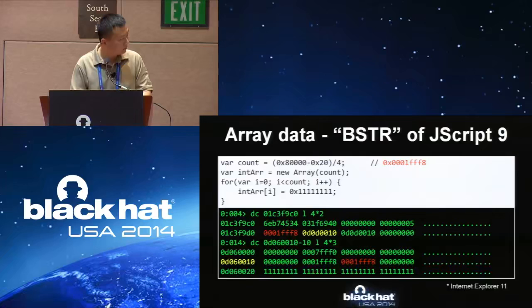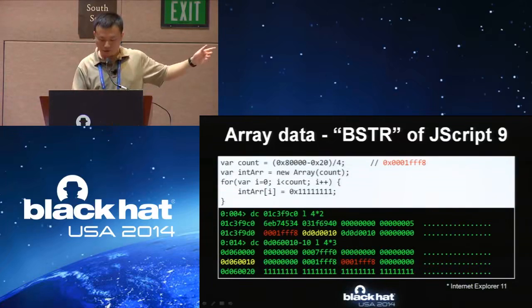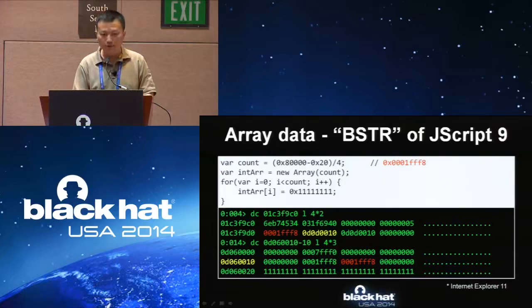1, 2, 3. Yeah, there are 3 lengths. One is in the object, two are in the data. See the red number below? That is the length we will rewrite.